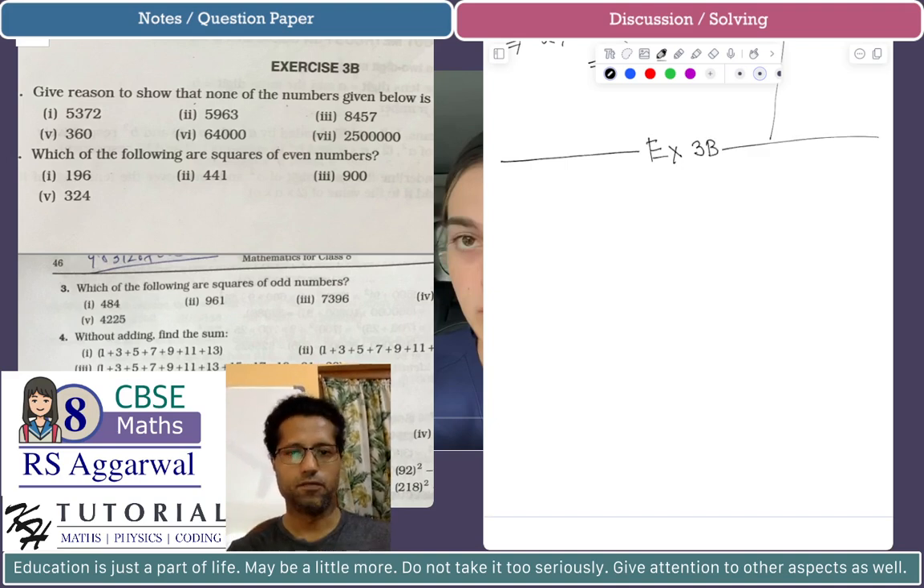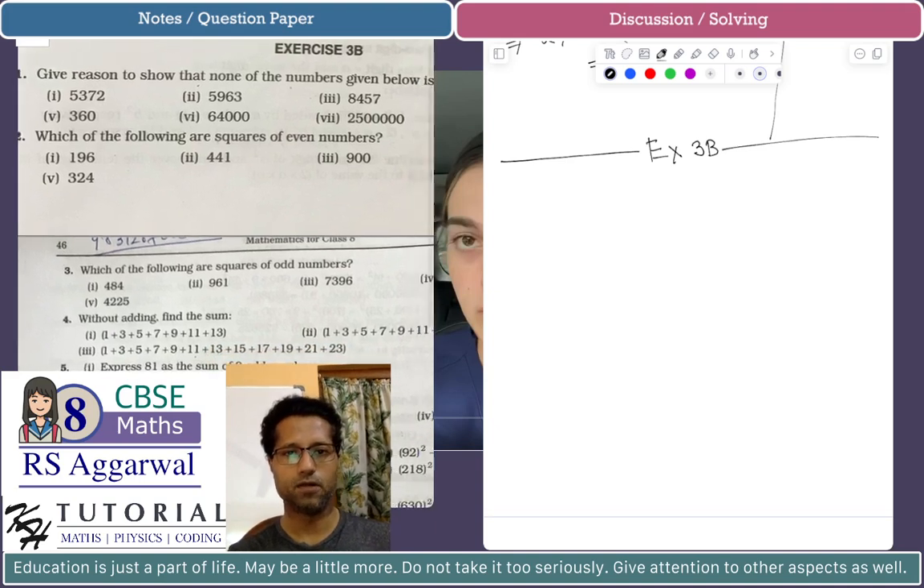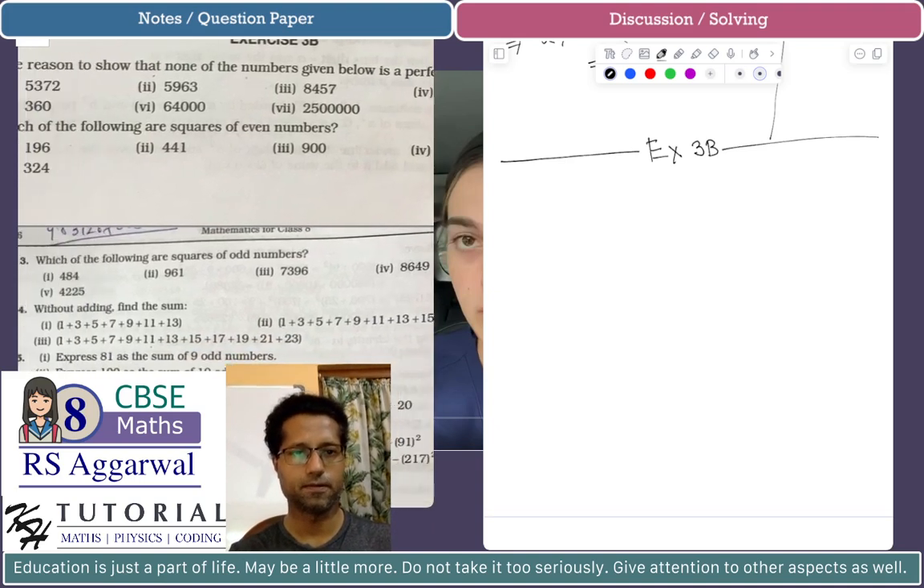Exercise 3B. The first one is: give reason to show that none of the numbers given below is a perfect square. Okay.